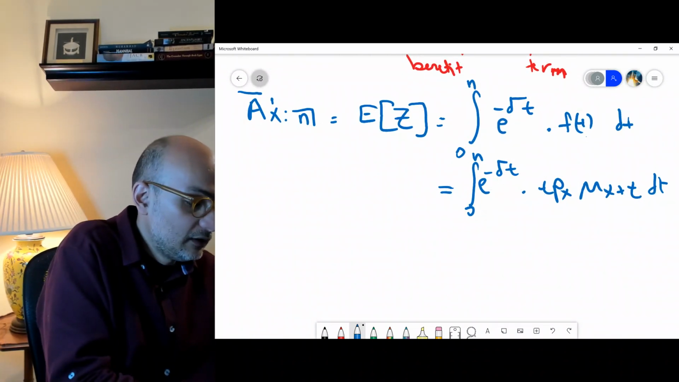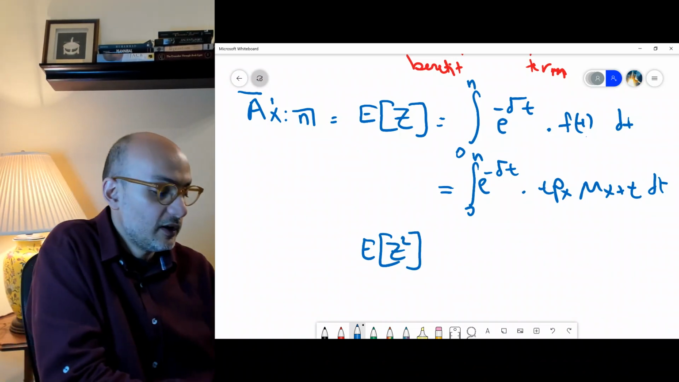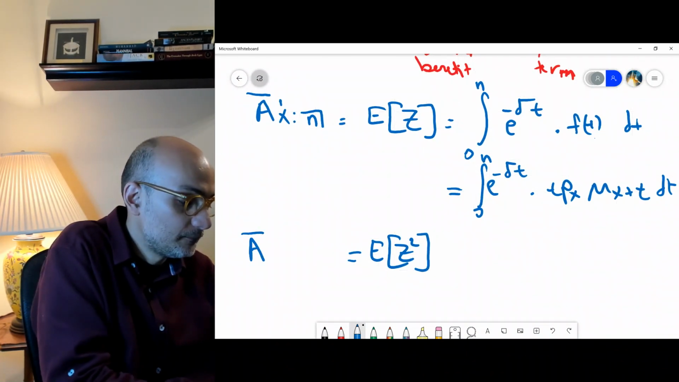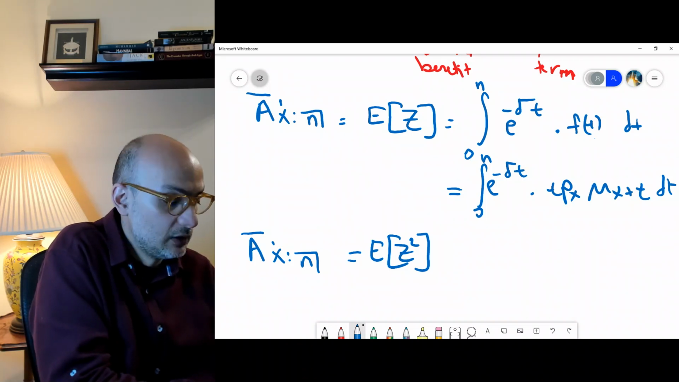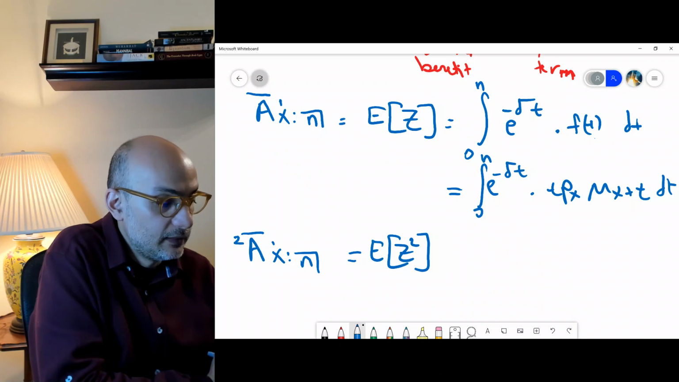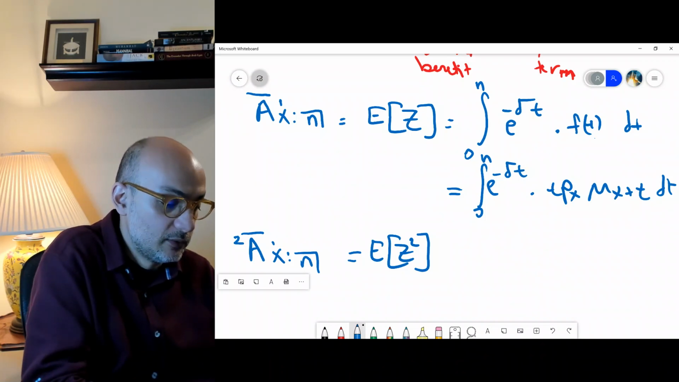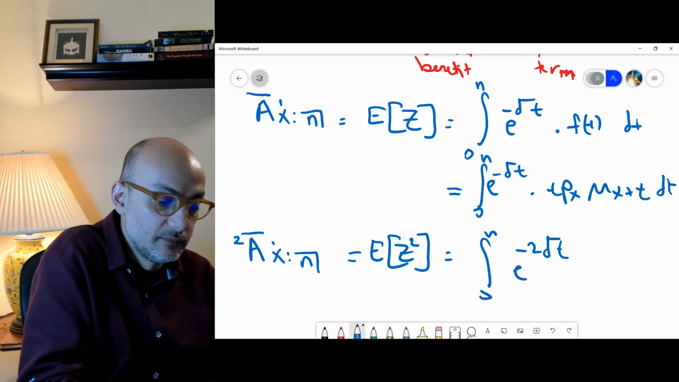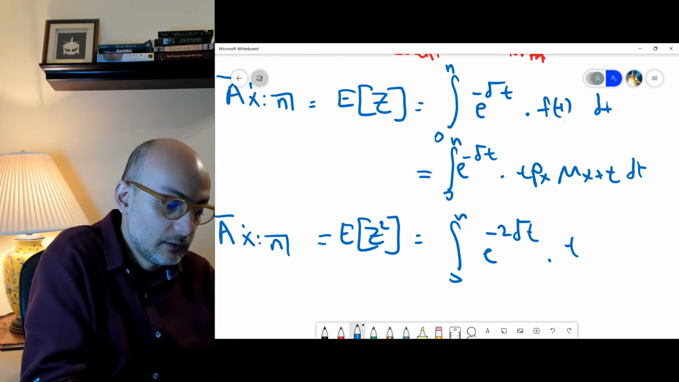If you want the expected value of Z squared, or the second moment, in actuarial mathematics it is the same as this one, so almost everything is the same. The only thing you add, similar to the whole life case, is a small 2 here. The 2 will tell us it is the second moment. So the same logic: the integral from 0 to n of e^(-2 delta t) t p x mu_(x+t) dt, because now you raise it to 2.